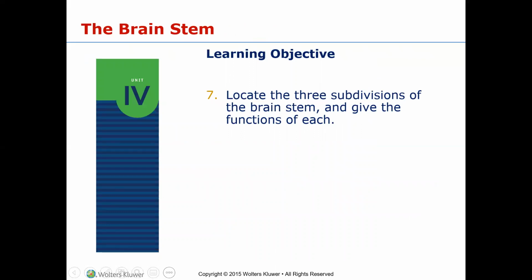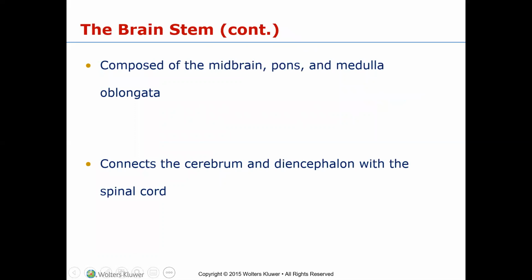The brainstem itself has three divisions, and those are the midbrain, the pons, and the medulla oblongata. So the brainstem is composed of the most superior portion, which is the midbrain. The pons is sectioned in between the midbrain and the lowest portion, which is called the medulla oblongata. It connects the cerebrum, the main portion of our brain, and the diencephalon, the middle portion, with the spinal cord. So that's what the brain stem does.